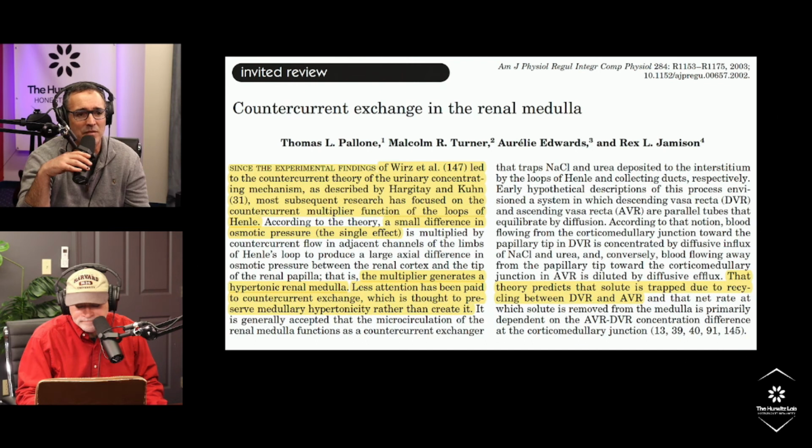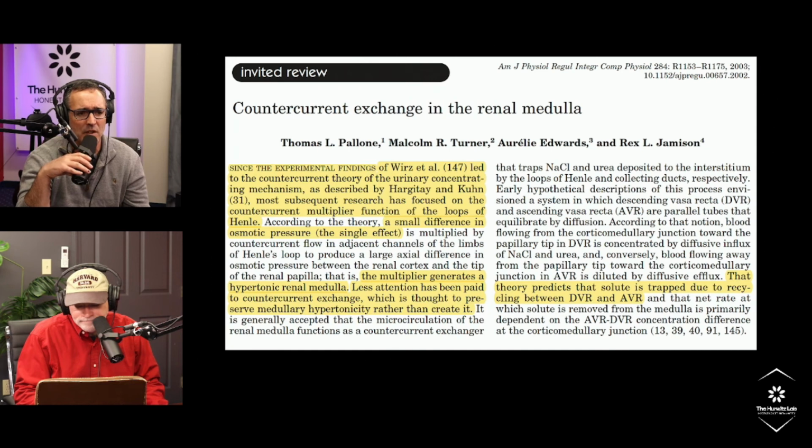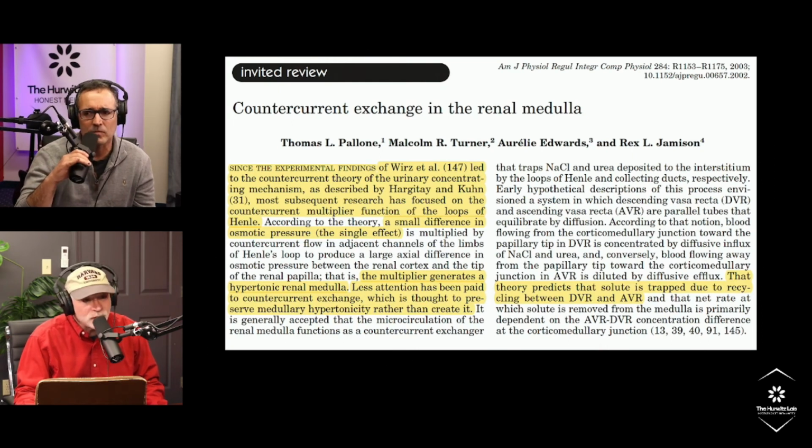According to that notion, blood flowing from the corticomedullary junction toward the papillary tip in the DVR is concentrated by the diffusive influx of sodium chloride and urea, and conversely, by flowing away from the papillary tip toward the corticomedullary junction in the AVR, is diluted by diffusive efflux. That theory predicts that solute is trapped due to recycling between DVR and AVR, and that the net rate at which solute is removed from the medulla is primarily dependent on the AVR-DVR concentration difference at the corticomedullary junction. So they couch it in terms of saying we're not really sure. This is what people have said, and maybe.